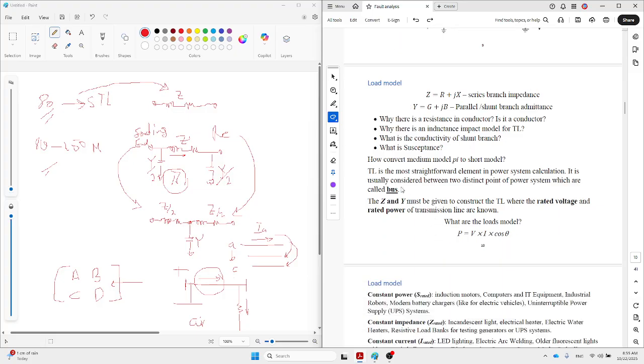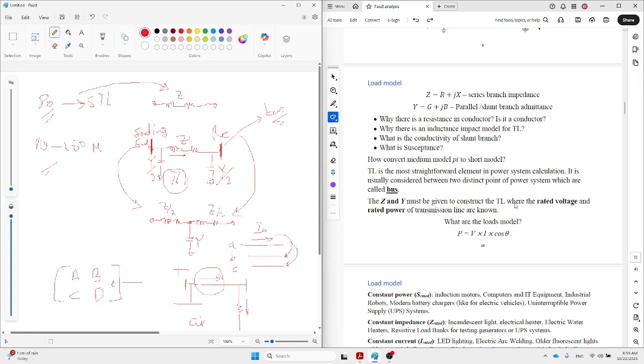Then, okay, the pi model I talked about: the sending end or receiving end is usually shown by a vertical line, which we call the bus. The bus is the location. Usually, the bus is, for me, a substation, but in some cases it can be a bit different. Mostly for you to know, it is a substation. In a substation we have a transformer, a location where many connections come in and go out. So a substation is usually considered a bus.